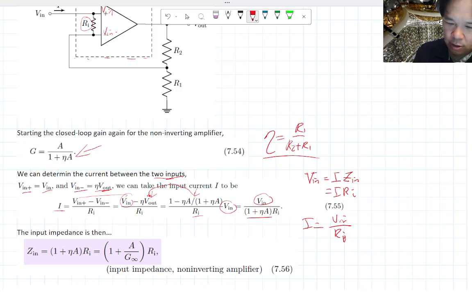Oops. Sorry. Comparing this equation here, I should not have done that equivalence because it's not Ri. Comparing these equations here, the input impedance is actually 1 plus eta times A times Ri. Okay, so that's kind of nice.